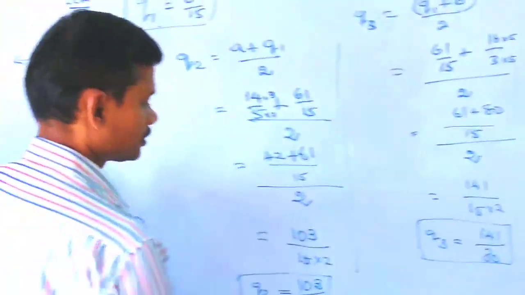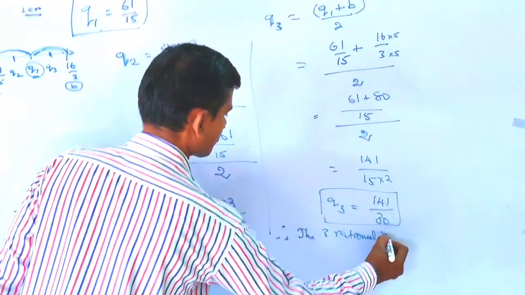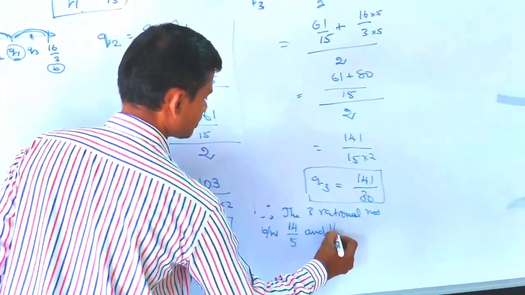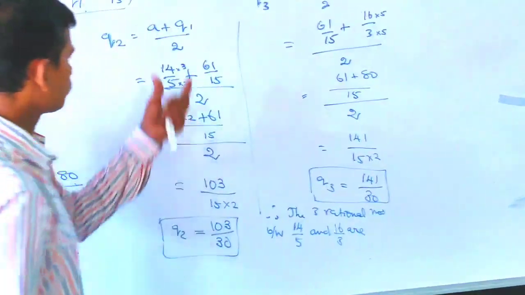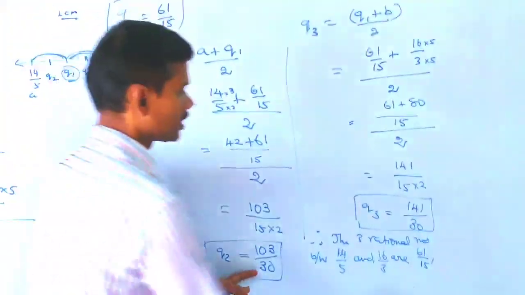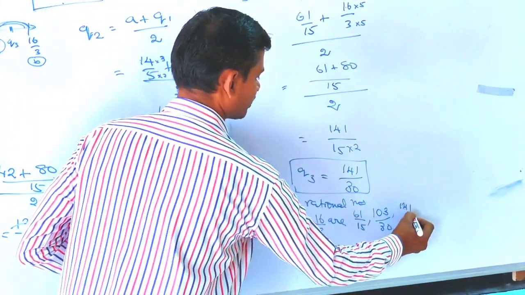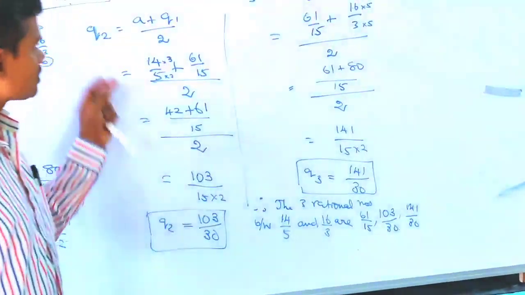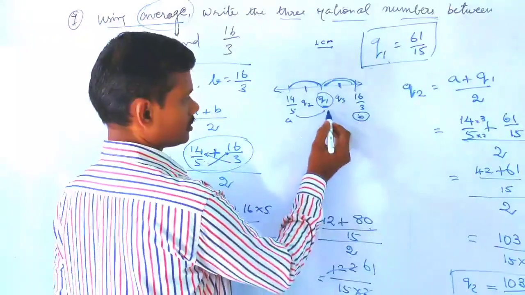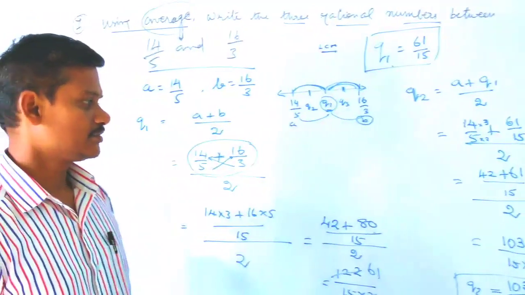So therefore the three rational numbers between 14 by 5 and 16 by 3 are: Q1 is 61 by 15. The second number is 103 by 30. The third number is 141 by 30. You can do this in some other ways also. You can use these two numbers or some other numbers and you can get different answers.